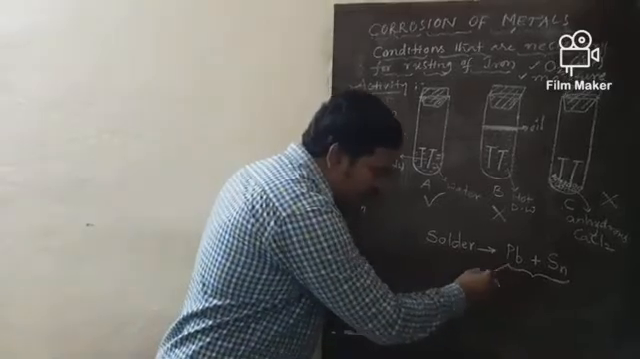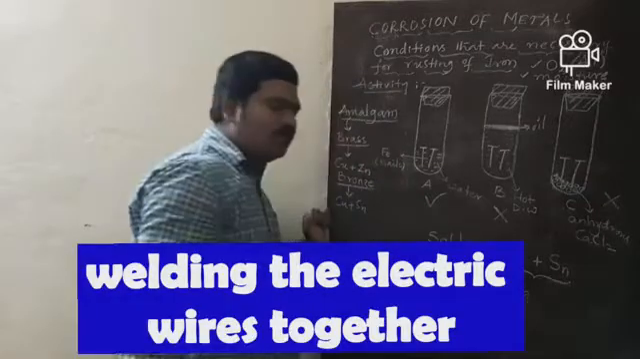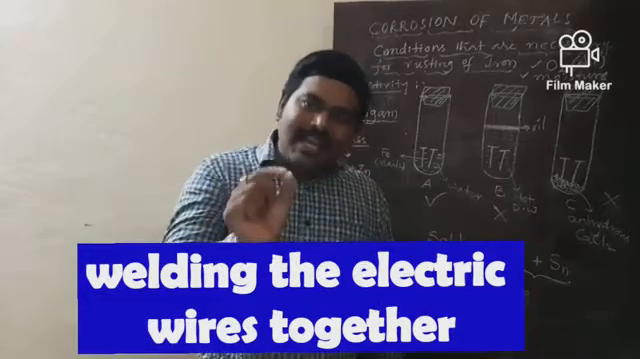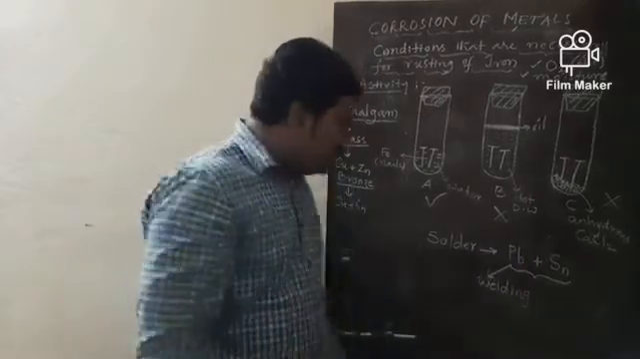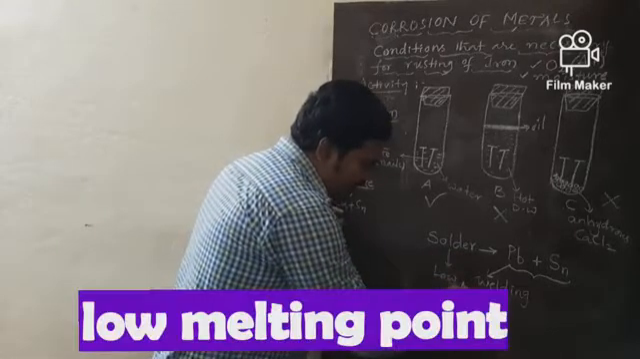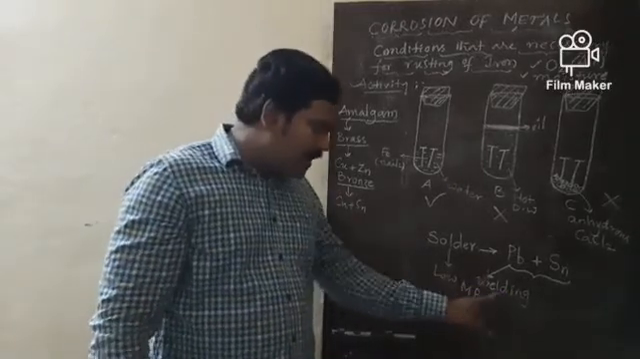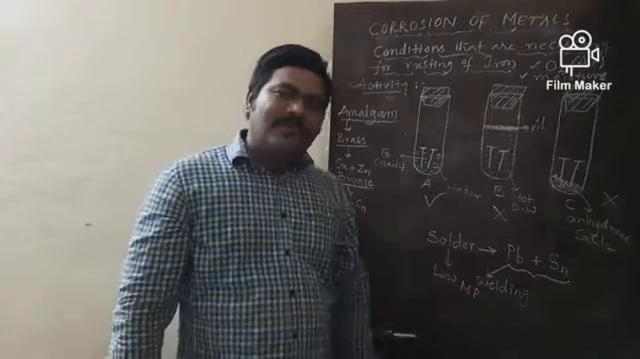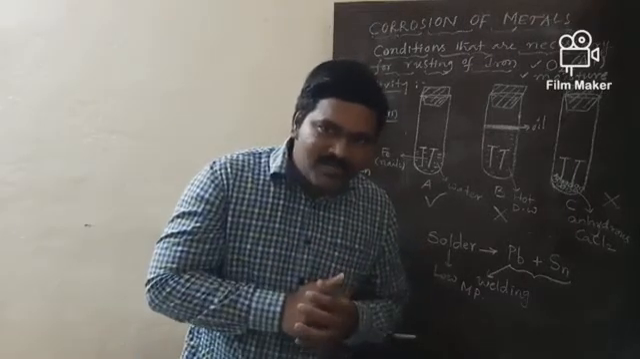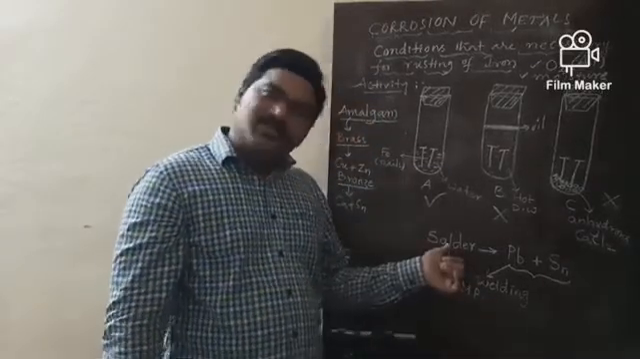And this solder finds application where you are using welding. This alloy is used to weld the electrical wires. Welding of electrical wires. And this solder alloy has a low melting point. So which property makes solder alloy useful for electrical connections? What is that property, my dear students? Low melting point. Yes, this is about the alloy solder.